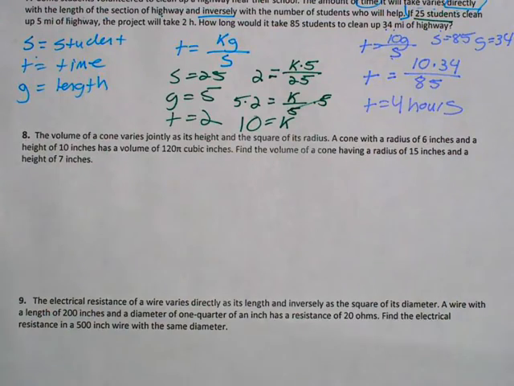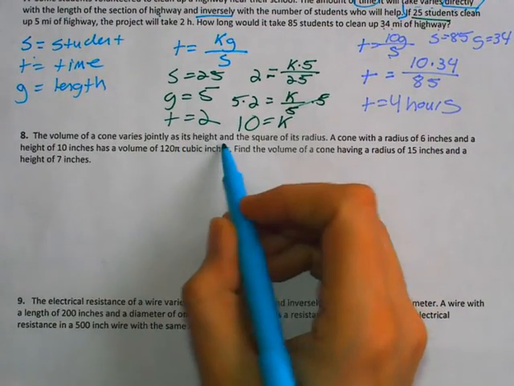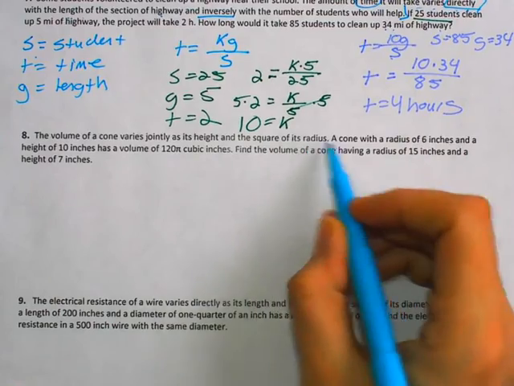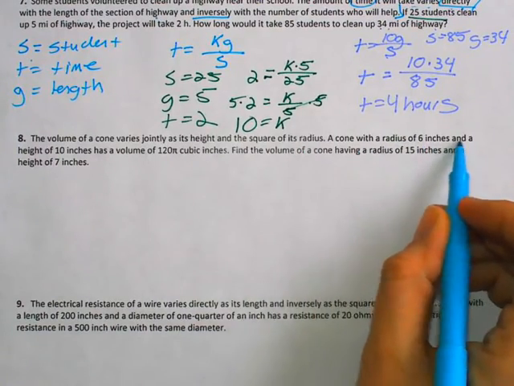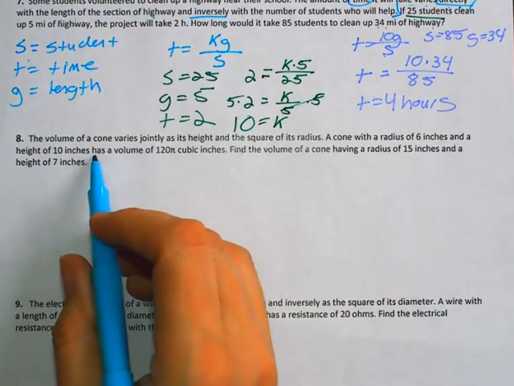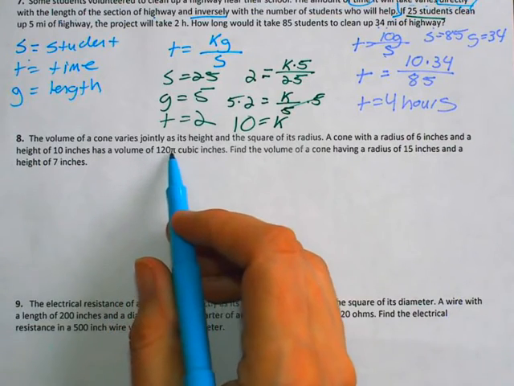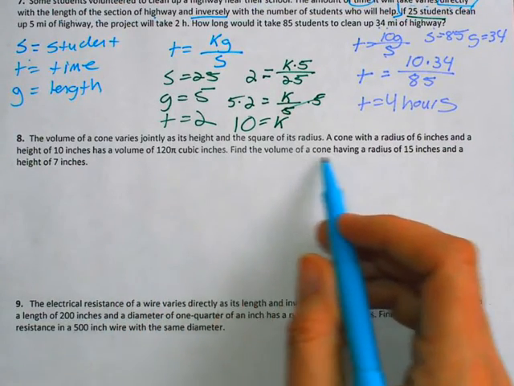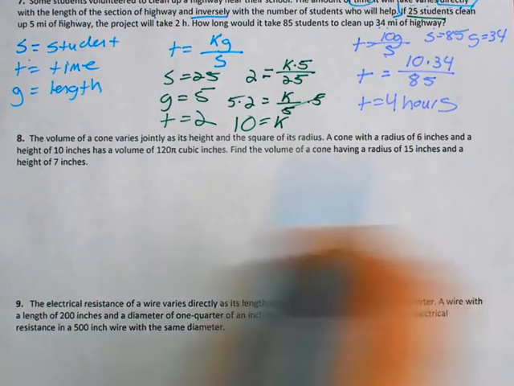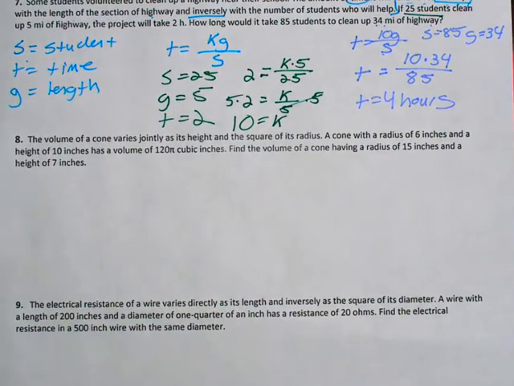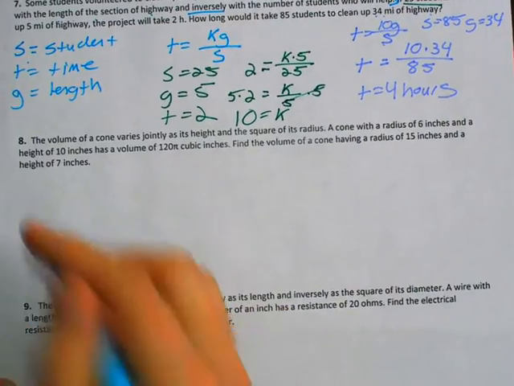All right, next one. It says the volume of a cone varies jointly as its height and the square of its radius. The cone with a radius of 6 inches and a height of 10 inches has a volume of 120 pi cubic inches. Find the volume of the cone having the radius of 15 and a height of 7 inches. All these problems are the same. Assigning variables, writing your equation, solving for K, and then answering the problem. So I'm going to start to move a little faster.